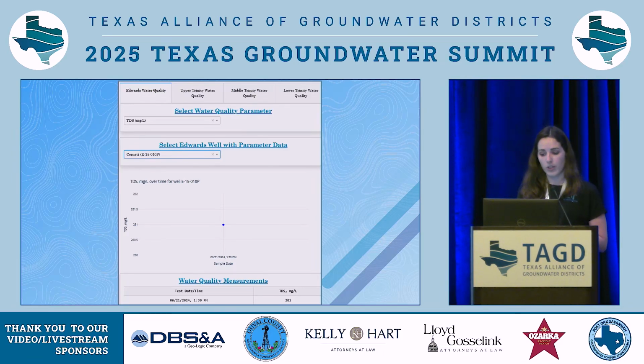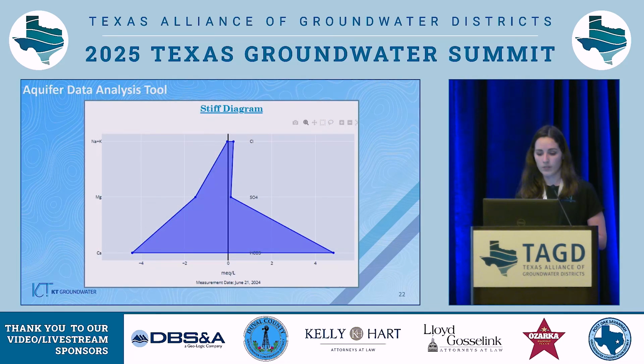This tool also generates a plot of the water quality data and also displays the water quality measurements in a table. The map zooms in on your selected well, and then a Stiff diagram is generated for the well also, which displays the ionic composition of the water sample.